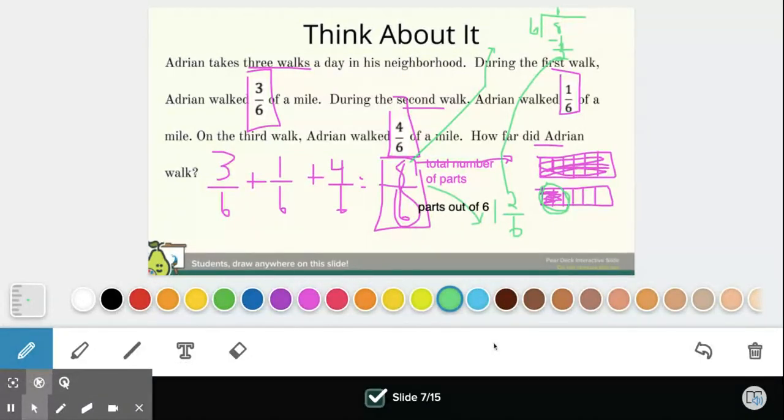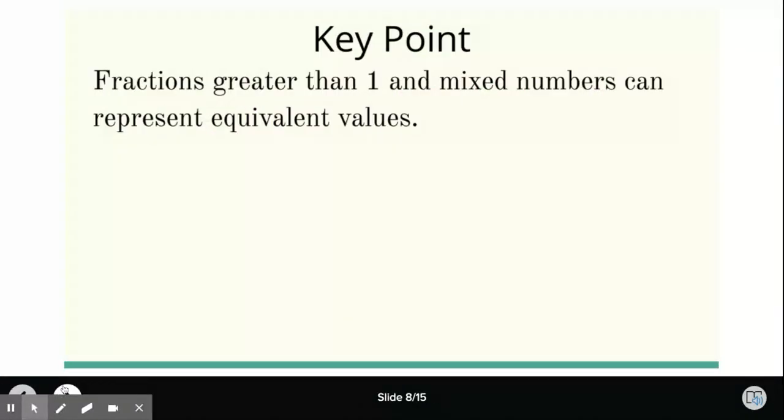All right. And our key point is our key point from yesterday. Fractions greater than 1 and mixed numbers can represent equivalent values.